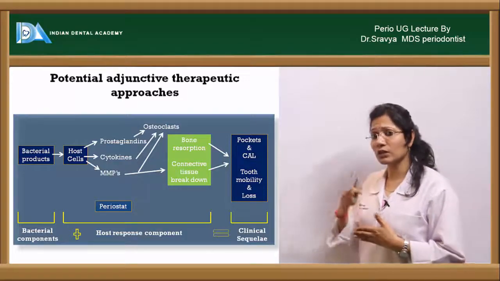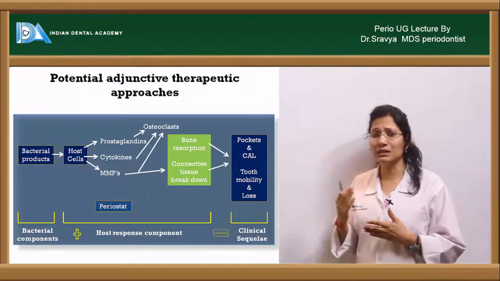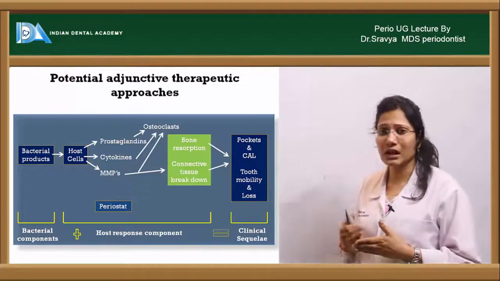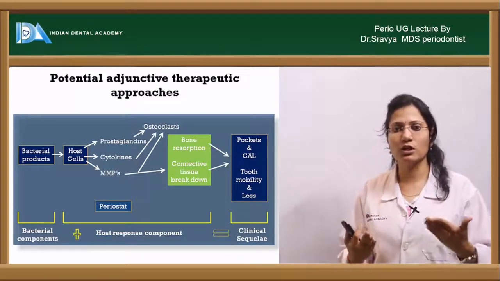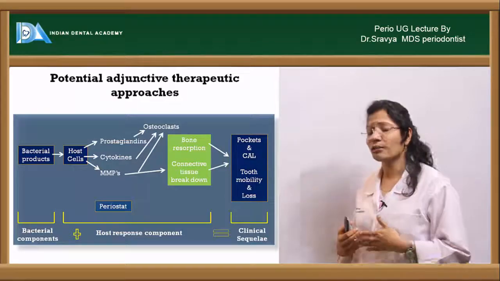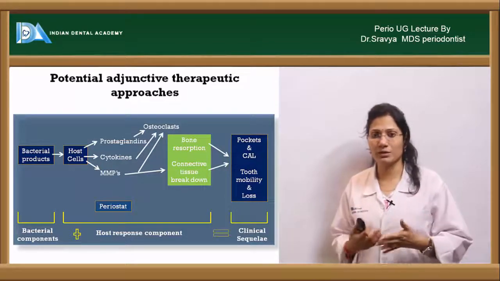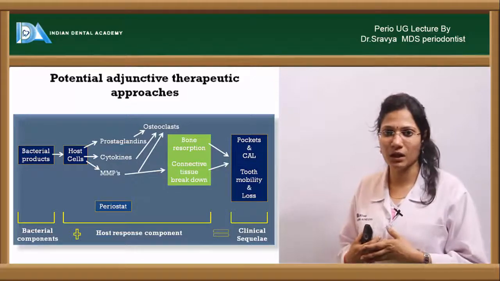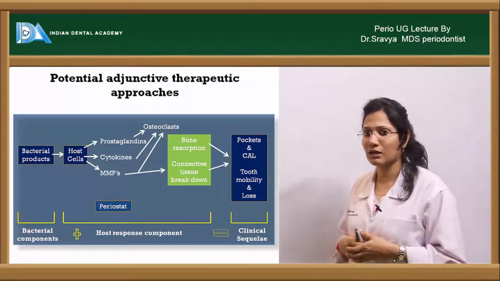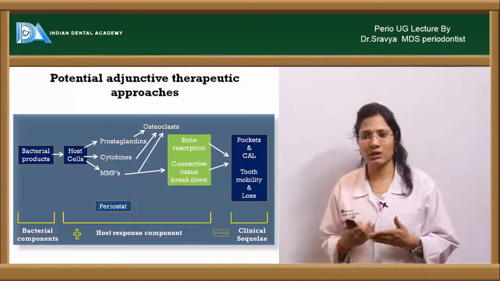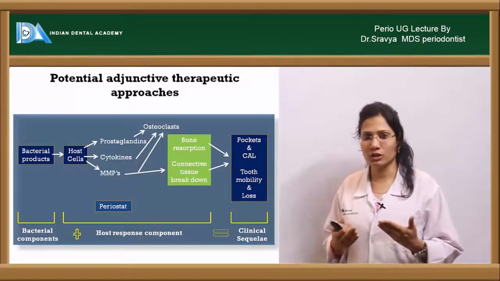Now, as a result of the release of all these mediators, that is prostaglandins, cytokines, and MMPs: the cytokines include growth factors, anti-inflammatory cytokines, and pro-inflammatory cytokines like interleukin 1 alpha and beta, and TNF alpha, that is tumor necrosis factor alpha, and the anti-inflammatory cytokines include interleukin 10.